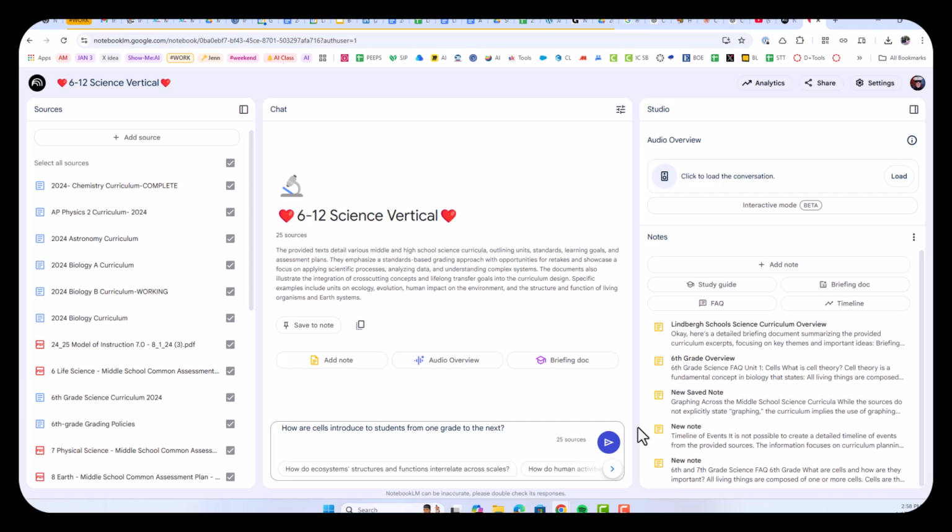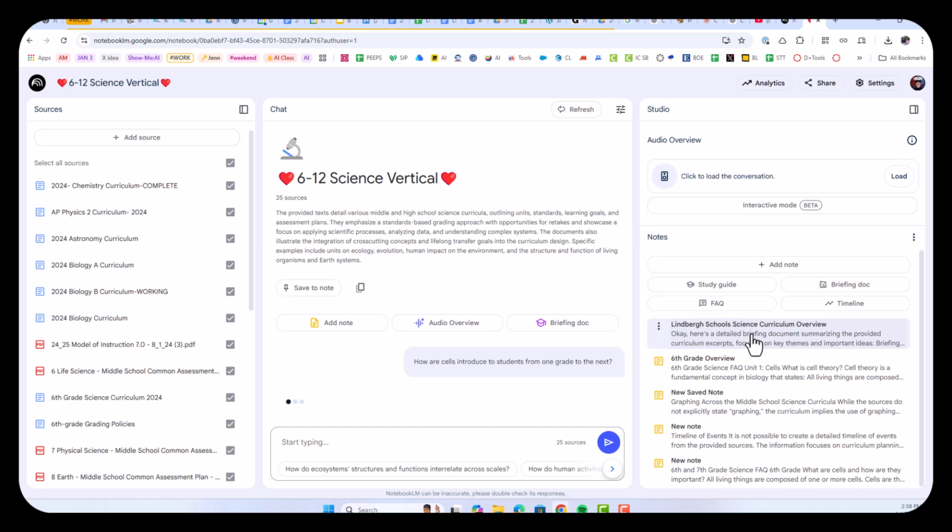So if my question was something like, how are cells introduced to students from one grade to the next? Let's say I was a 10th grade teacher wondering, okay, what skills and knowledge do they come in knowing and understanding about cells? Where does that information come from? How is it introduced? What are the grading scales? Big questions like that. How do we find that answer instantly? By asking the question, clicking search.